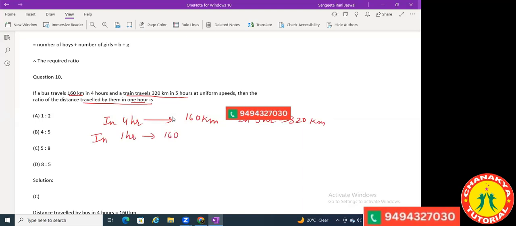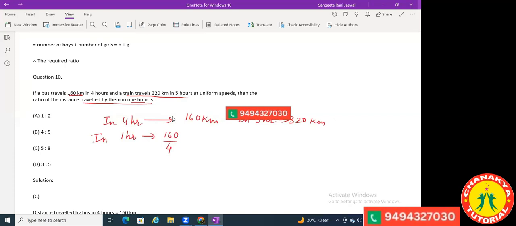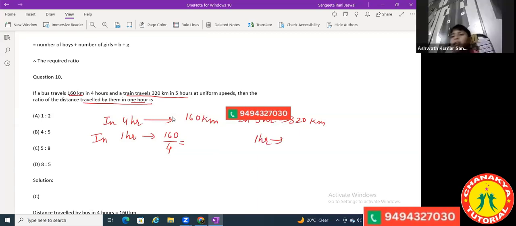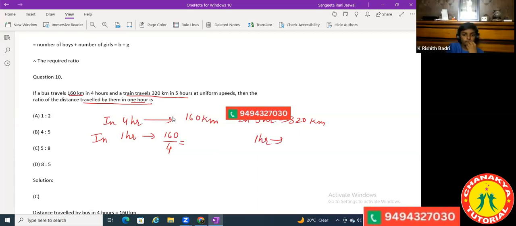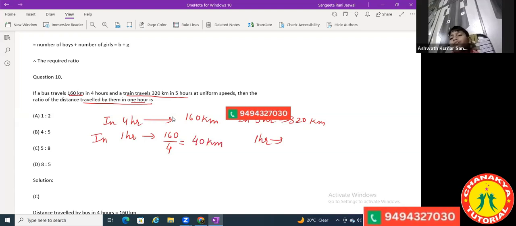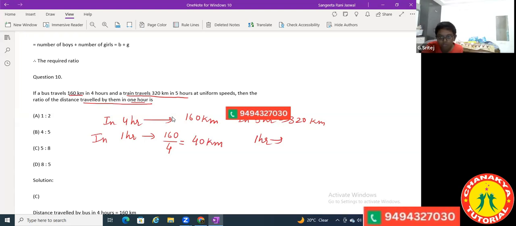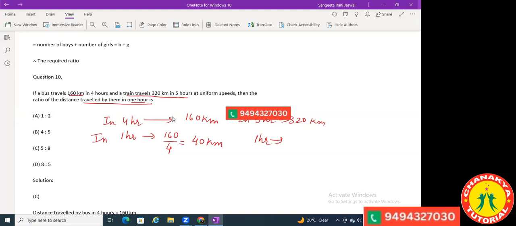That means 160 by 4. Please find out the kilometers per hour. Do it in your books and find out. Tell me the answer. How much do you get? How much will the bus travel in 1 hour, and how much will the train travel in 1 hour? 40 kilometers per hour. And the train travels 64 kilometers per hour. Okay, 64 kilometers in 1 hour.